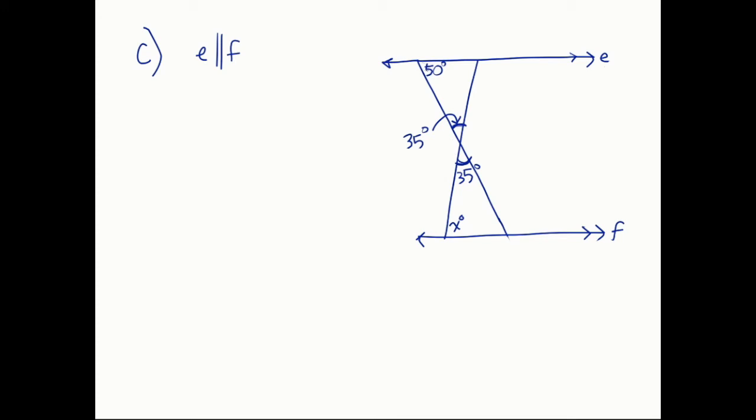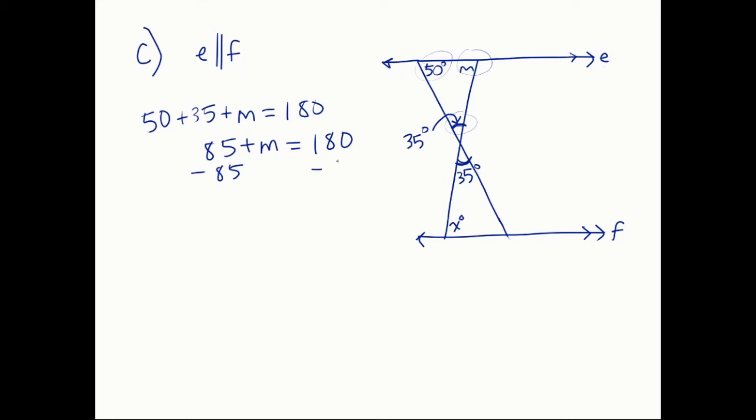But let's look up here. So I know that this angle's 50. I know that this angle's 35. So I can calculate this angle using the triangle sum theorem. So 50 plus 35 plus this little mystery angle, let's call him m, has to equal 180. So that's 85 plus m, oh, we've been here before, equals 180. I'm going to subtract 85, and I will find that m equals 95.